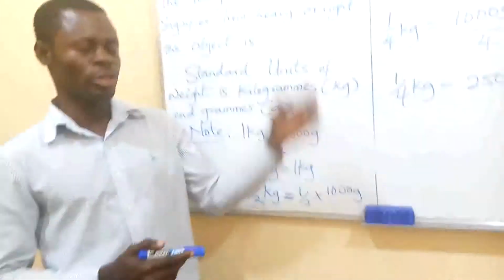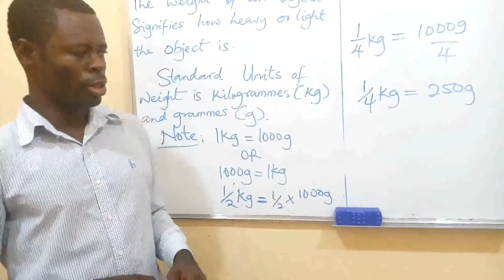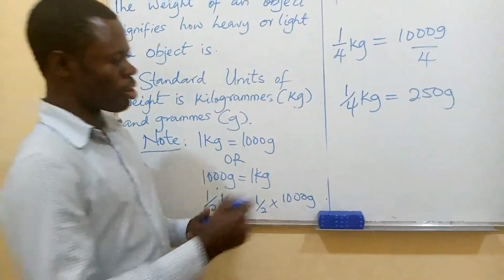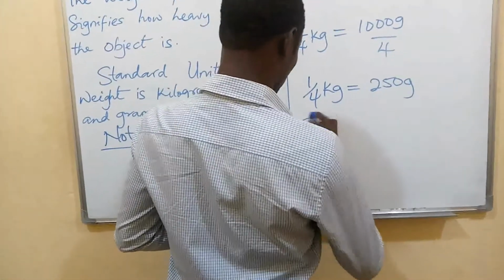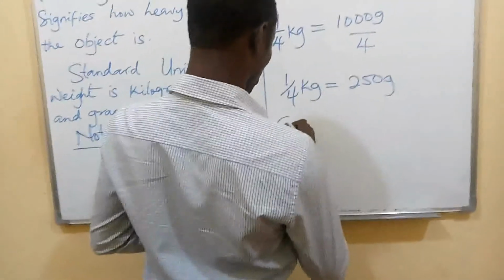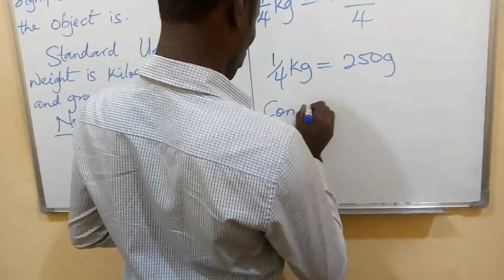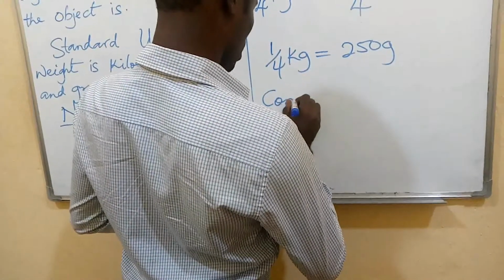Next we are proceeding to conversion of units. We are going to be converting from kilograms to grams and vice versa.